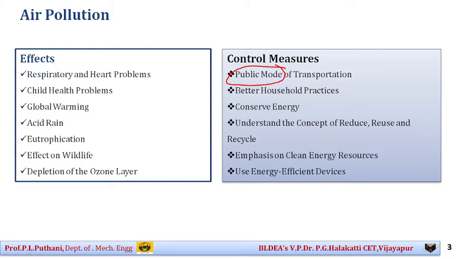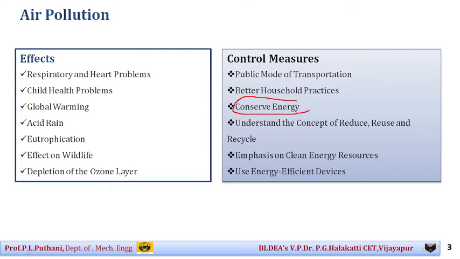Similarly, the next important thing is good household practices. As I said, reduce or stop the usage of the wooden stove. Go for LPG gas cylinders or electric stoves, which don't emit much smoke, so you can control this to a greater extent.